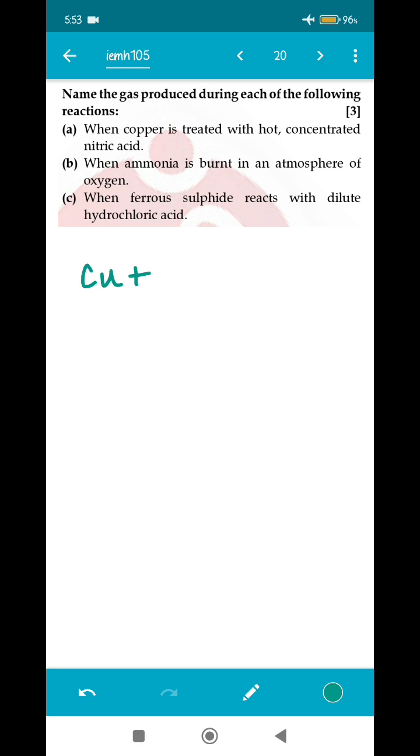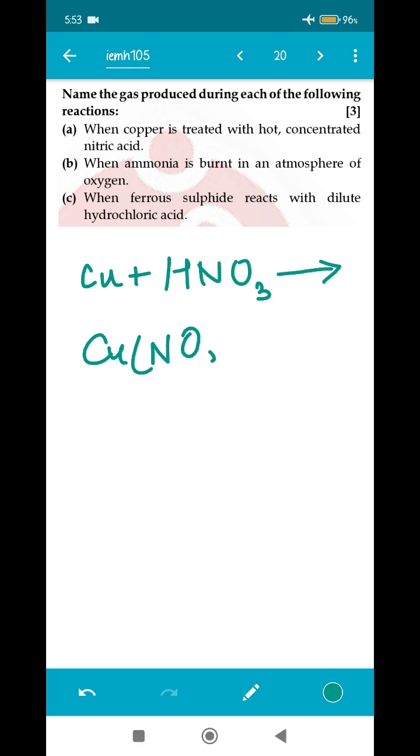So copper is treated with hot concentrated nitric acid. So on doing this, we are going to get copper nitrate, Cu(NO3)2, and along with that we are going to get NO2 gas, that is nitrogen dioxide. So the correct answer will be nitrogen dioxide. Our next question is when ammonia is burnt in an atmosphere of oxygen.